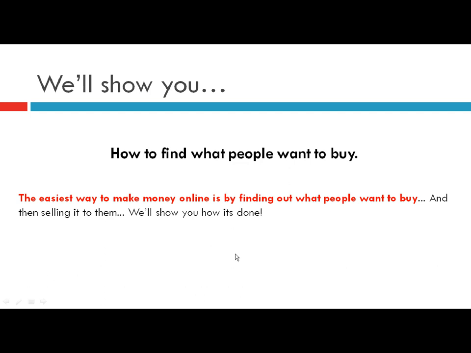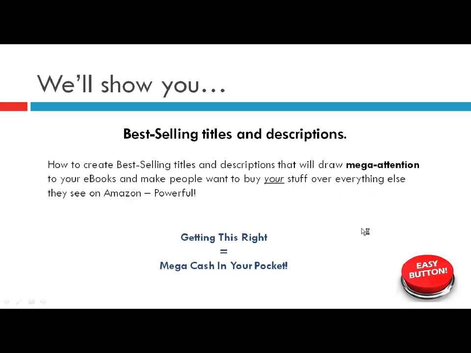We're going to show you how to find what people want to buy. The easiest way to make money online is by finding out what people want to buy and then sell it to them. We're going to show you exactly how it's done. We're also going to show you how to get best-selling titles and descriptions. Okay, so how to create best-selling titles and descriptions that will draw mega attention to your books and make people want to buy your stuff over everything else they see on Amazon. Okay, so they're going to want to buy your stuff.